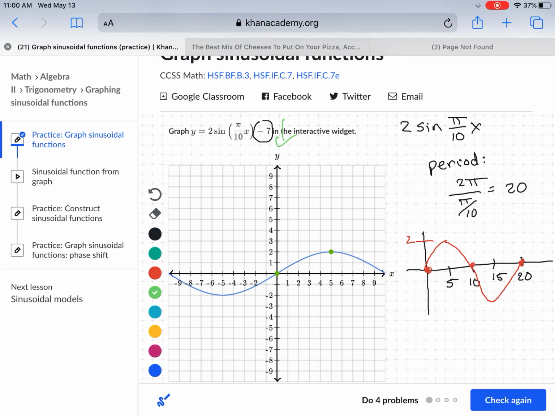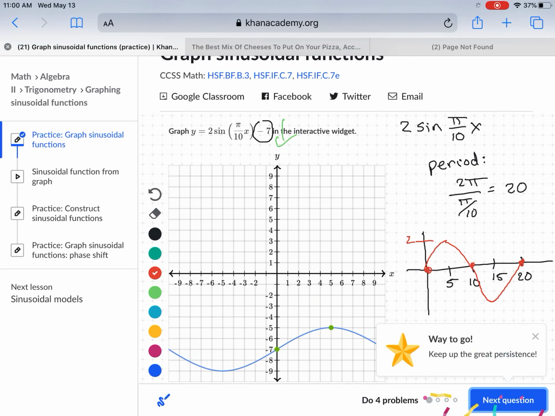Amplitude is 2. So if we make a mistake like that, that's life. So notice now my amplitude is 2. So I'm going to move this down from 2. I'm going to move it down 7. So that's going to get me to -5. Move that down. Look at me go. I did some math.